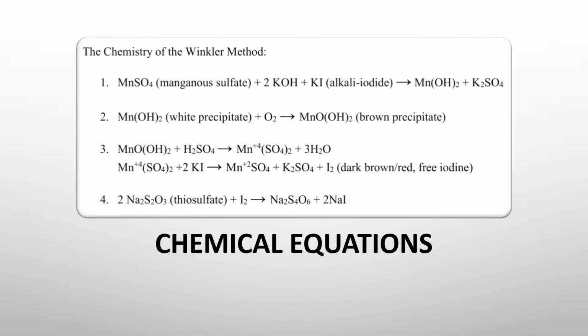3. The manganese 3 hydroxide then reacts with sulfuric acid and yields manganese 4 sulfate and 3 water molecules. The manganese 4 sulfate reacts with potassium iodide and yields manganese 2 sulfate, potassium sulfate, and iodine. 4. Finally, 2 sodium thiosulfate and iodine react and yield sodium tetrathionate and 2 sodium iodide.